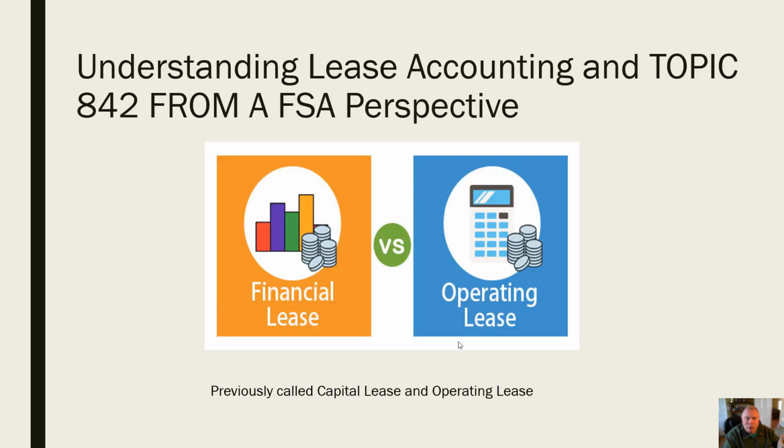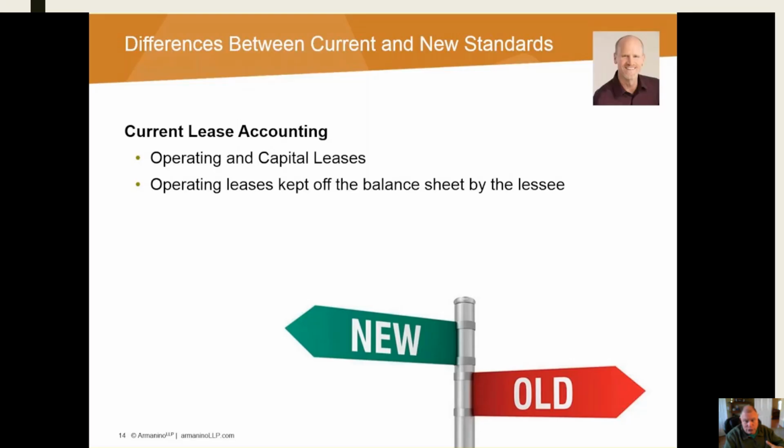Now, what does that really mean? Well, to understand it, there's really what we call a financial lease versus an operating lease. These are the two types of leases that come into play. Previously, they called them capital leases and operating leases. So the first thing is we have a little terminology change.